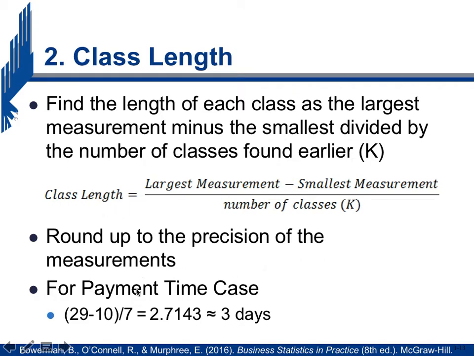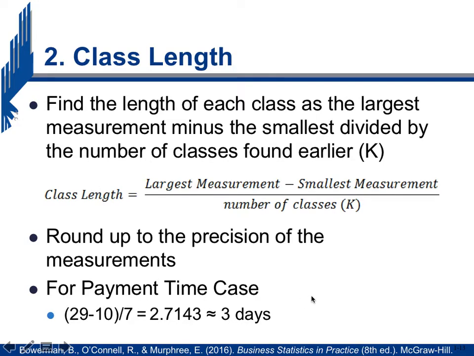So in the same example, the largest measurement was 29, the smallest was 10, and the number of classes was 7. So computing the class length, you will get 2.7143, but we round it up to 3 because all the numbers in the dataset were integers. That's why the correct class length that will be used should be 3.